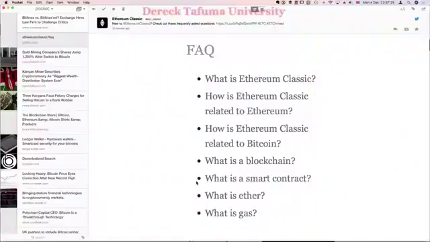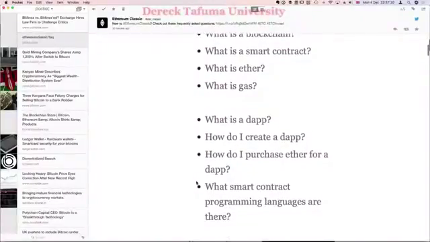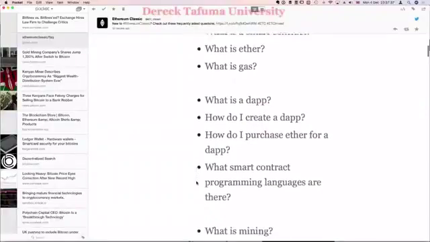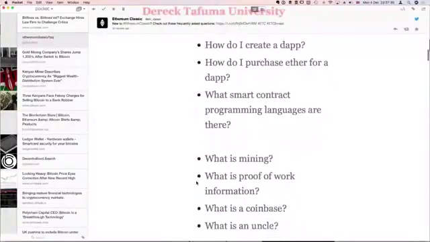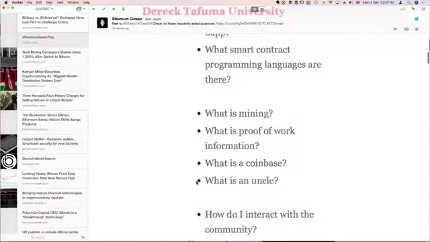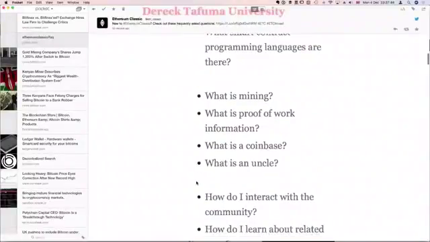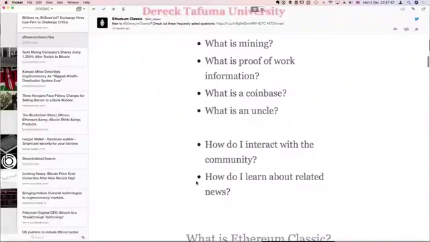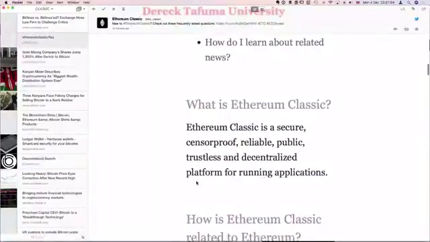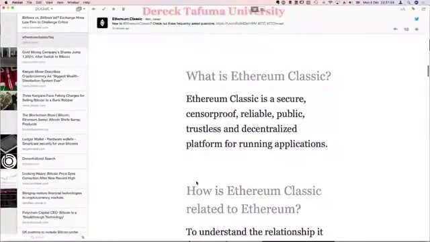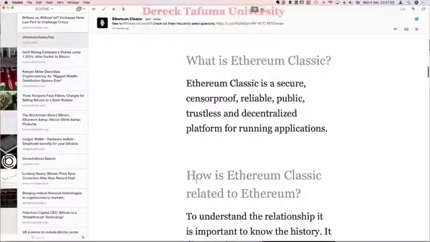Okay, so what is a smart contract? What is Ether? What is gas? What is a DApp? How do I create a DApp? How do I purchase Ether for a DApp? What smart contract programming languages are there? What is mining? What is proof of work? What is Coinbase? What is an uncle? How do I interact with the community? How do I learn about related news? I don't think the last one is that relevant. But anyway, the first one is, what is Ethereum Classic?